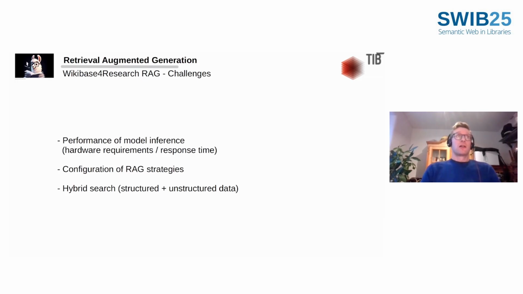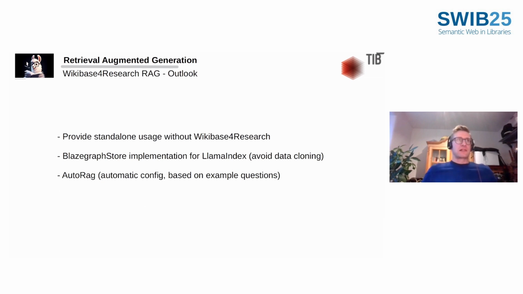Our challenges are performance of model inference. So for us, it's good to have an online service like the SAIA service, where you don't have to run the models on your own computer. It's possible on notebooks, but it's a bit slow. And a challenge is, how do we configure the RAG strategies? You see that the system works best if we configure it well, but someone has to do it, and we need good ways to not overwhelm the user with configuration. And last, we research how structured and unstructured data needs to be combined.